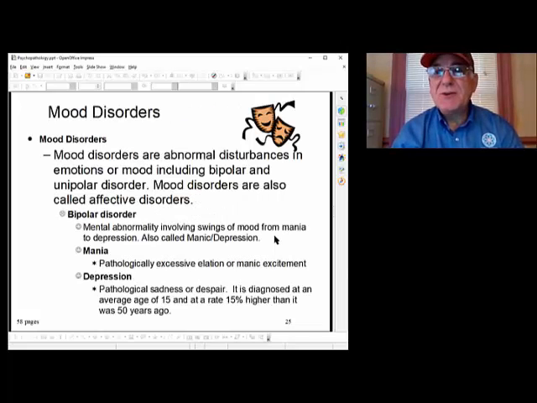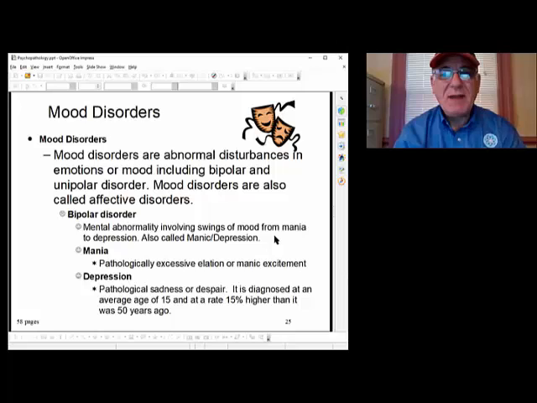The mood disorders, since we're talking about mood, since I mentioned it, there are mood disorders, and the two major mood disorders are bipolar and unipolar. So mood disorders are abnormal disturbances in emotions or mood, including bipolar and unipolar disorders. Mood disorders are also called affective disorders because mood, emotion, and affect all mean the same thing.